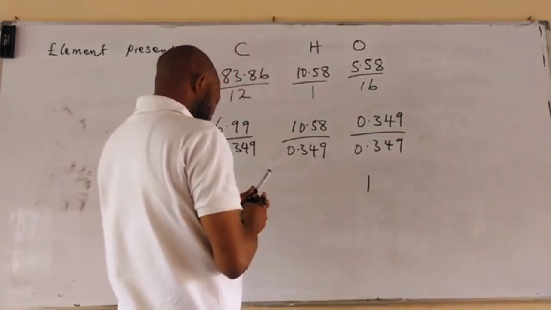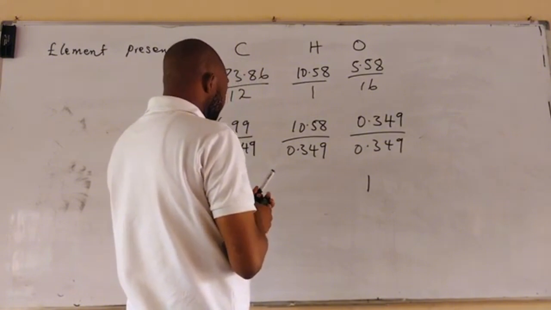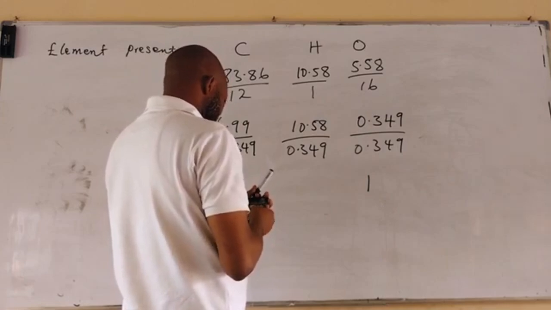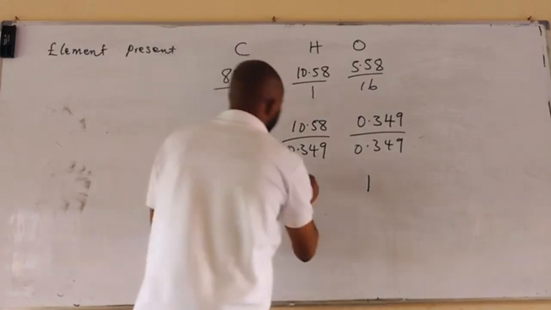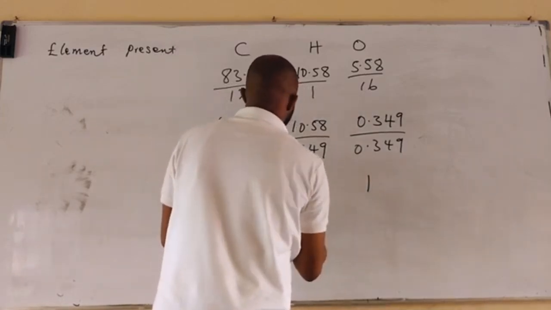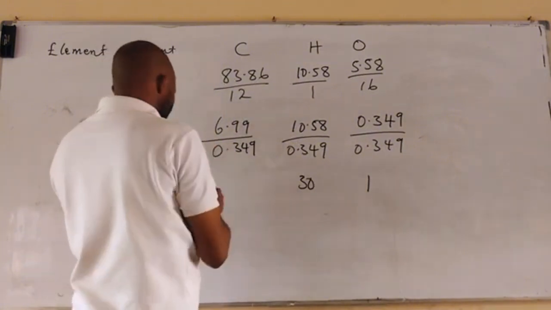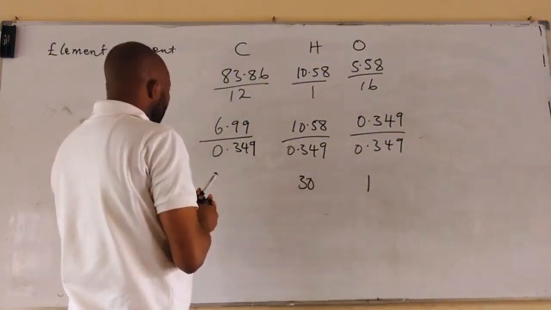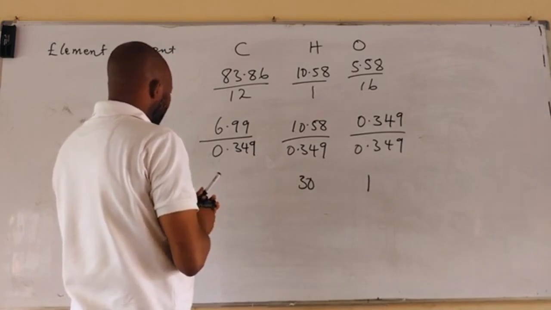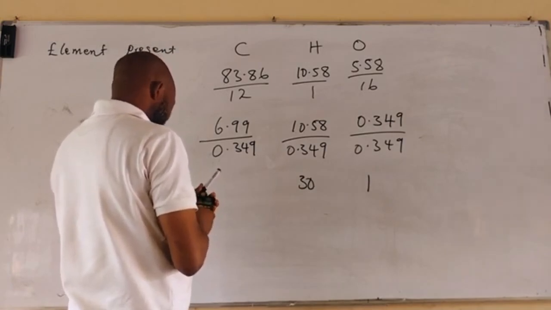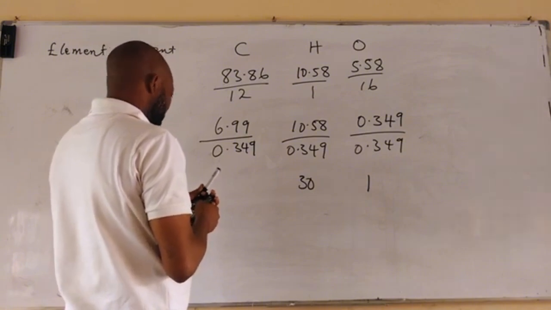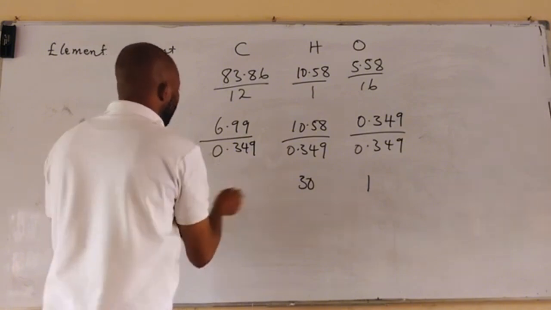10.58 divided by 0.349 is 30. And here 6.99 divided by 0.349 is 20.